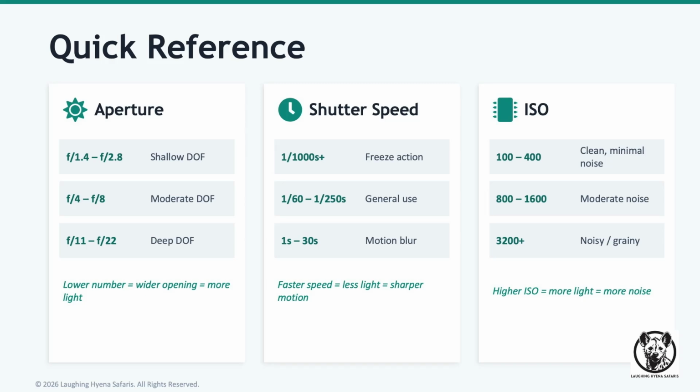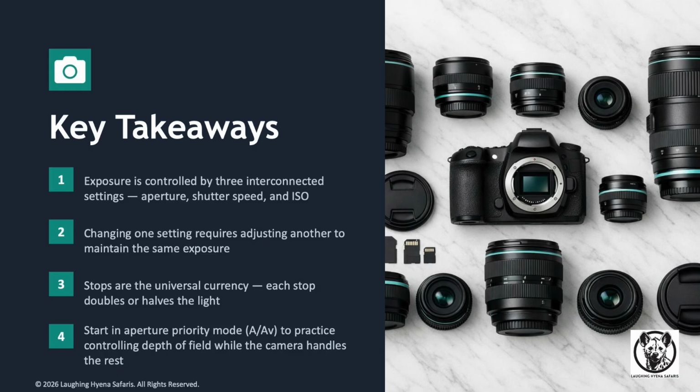For ISO, keep it low when you can, bump it up when you need to, and accept the grain at the highest levels when there's no other choice. And notice the summary lines at the bottom. These are worth memorizing. Lower aperture number means more light, faster shutter means less light, higher ISO means more light but more noise. Let's wrap up with 4 key takeaways that I want you to walk away with today.